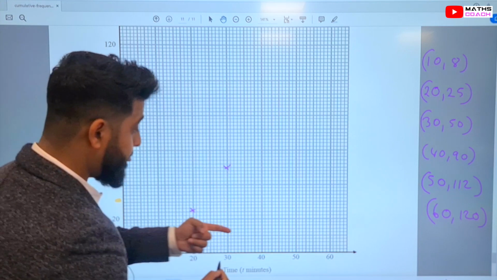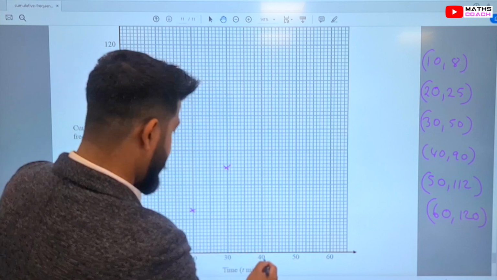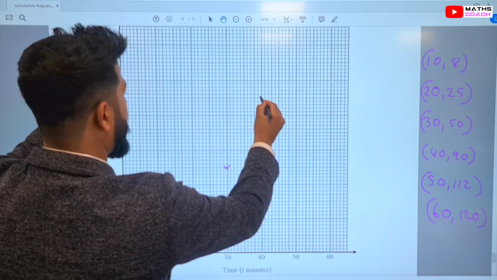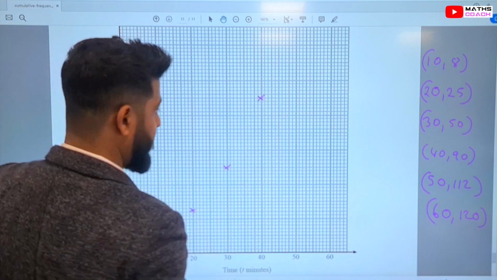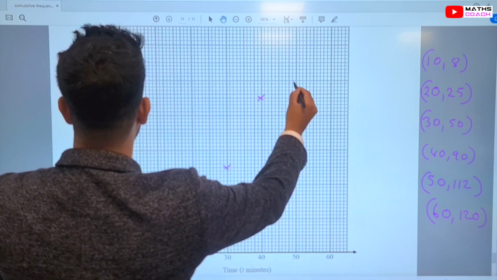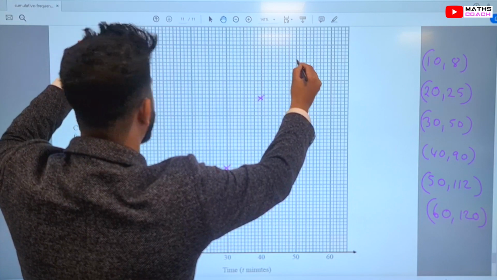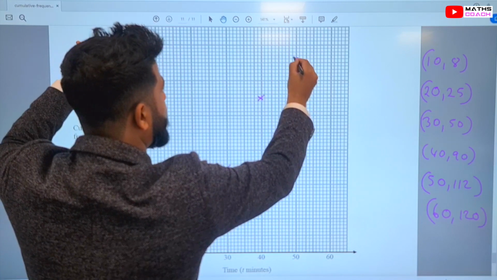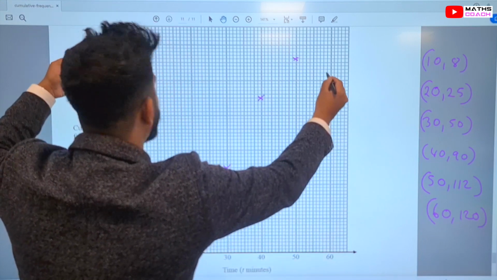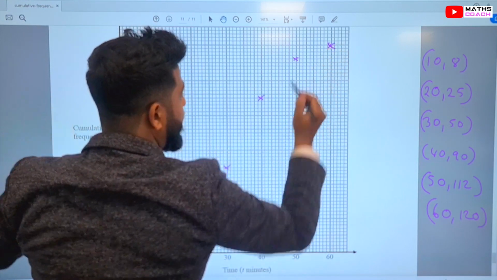So right there. After that, you got 40 and 90. So 40 and 90, once again, halfway between 80 to 100, right there. And 50 to 112. So that's 110, 112 would be there. And then you got 60 to 120, which is right there.